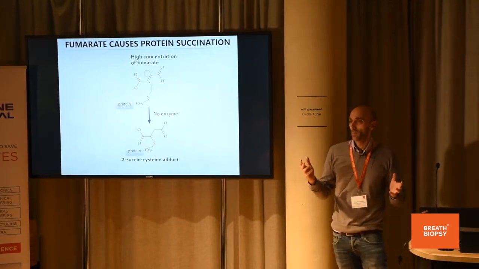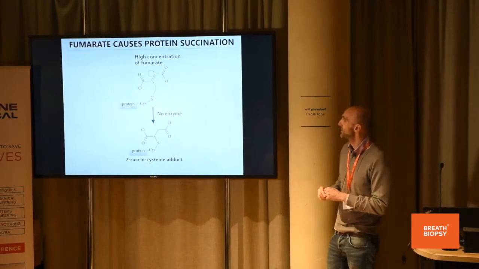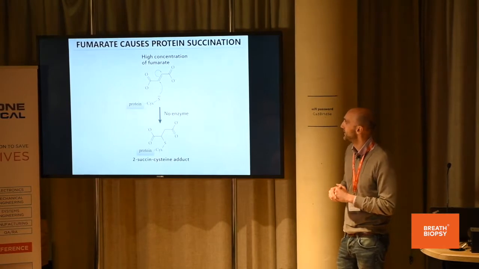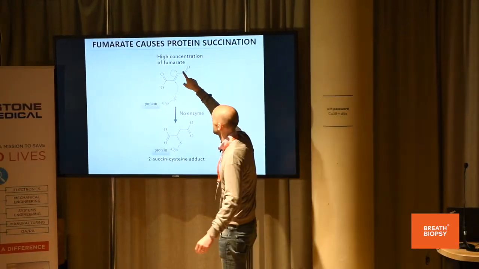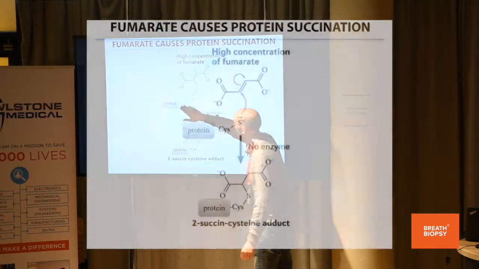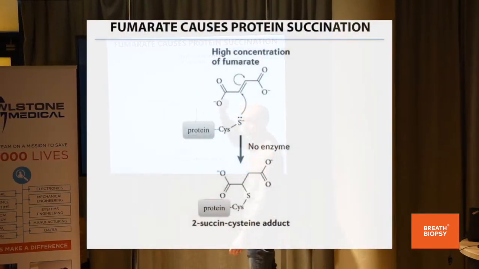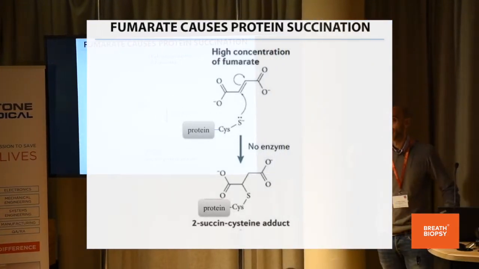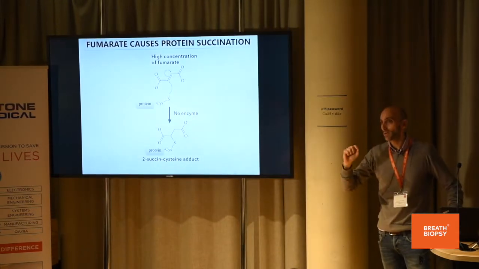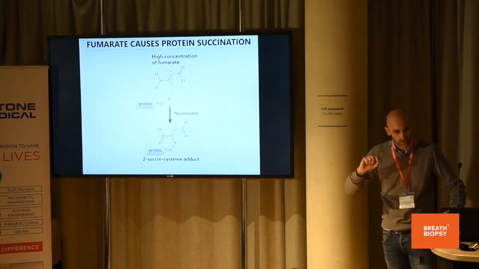One of the most interesting functions for us is related to the chemistry of fumarate. Fumarate is an alpha-beta unsaturated dicarboxylic acid, and it's prone to nucleophilic attack by cysteine residues of proteins, leading to this post-translational modification called succination. And succination is a very important feature of fumarate hydratase deficient cancer.